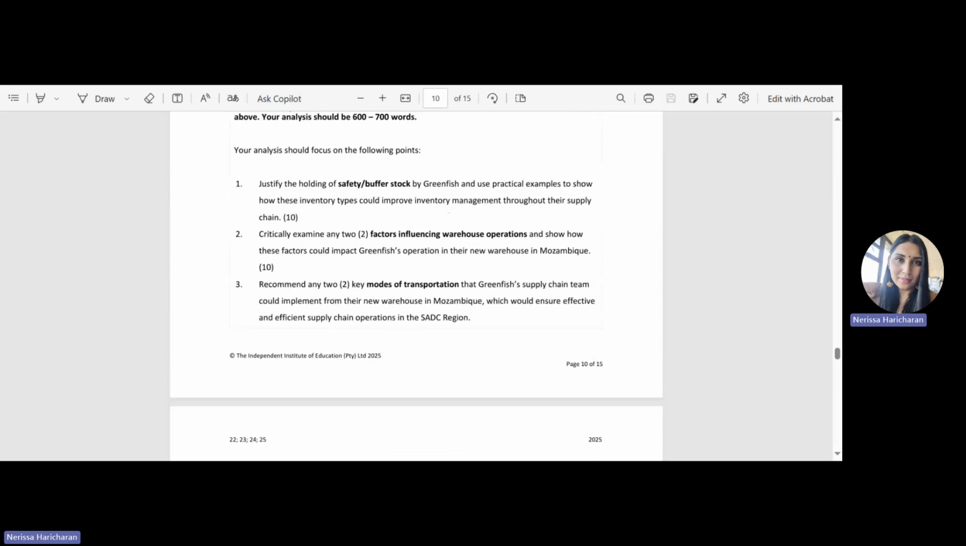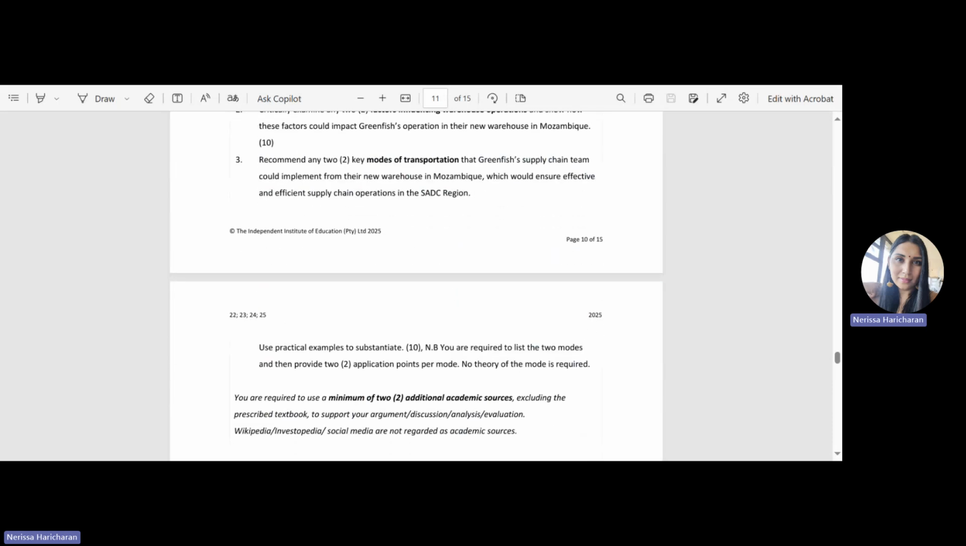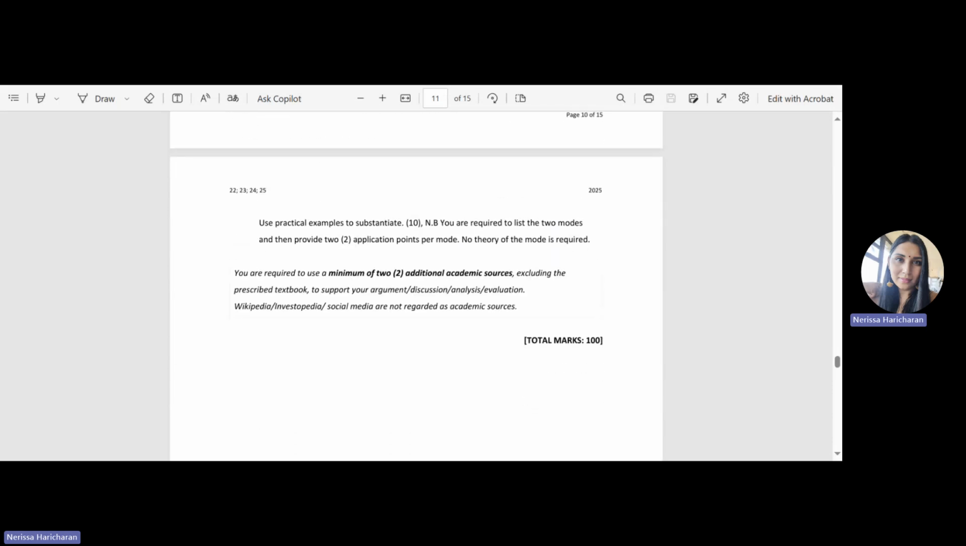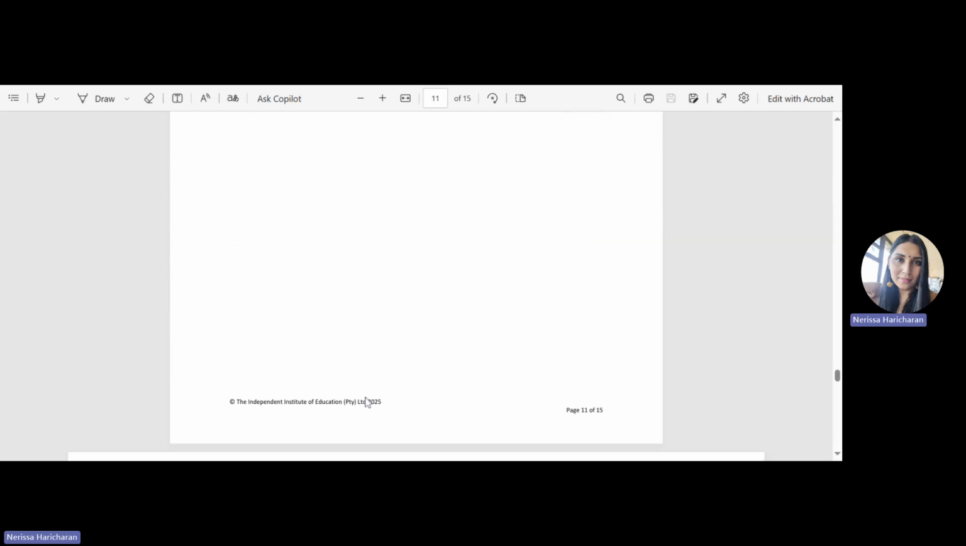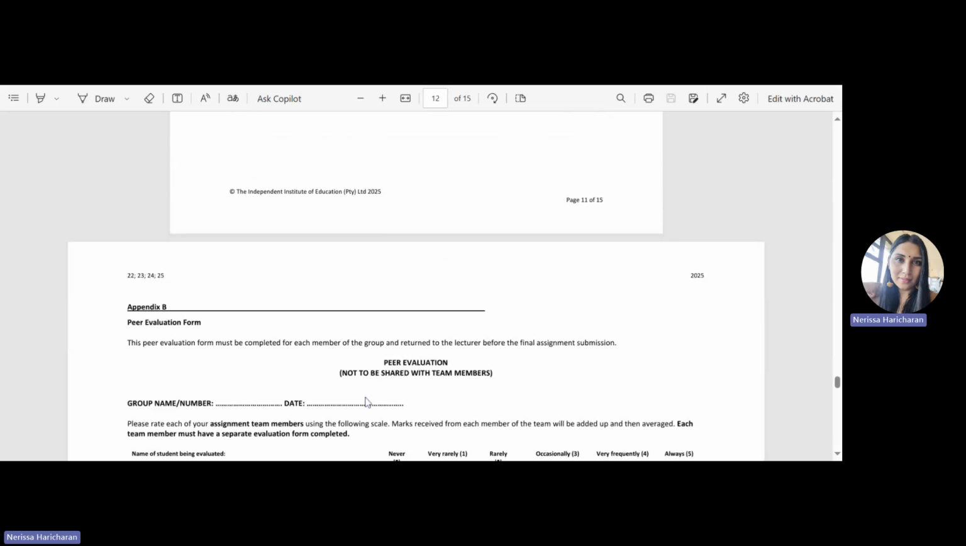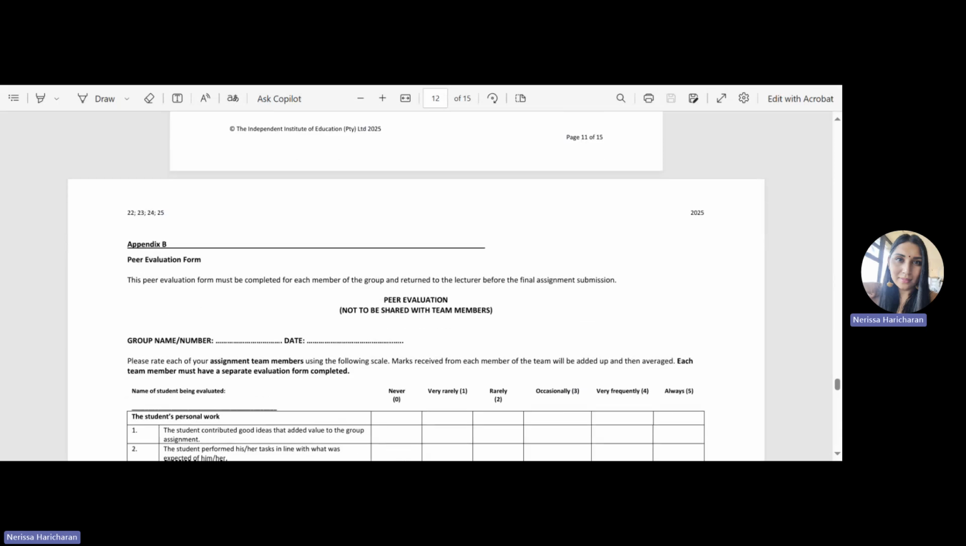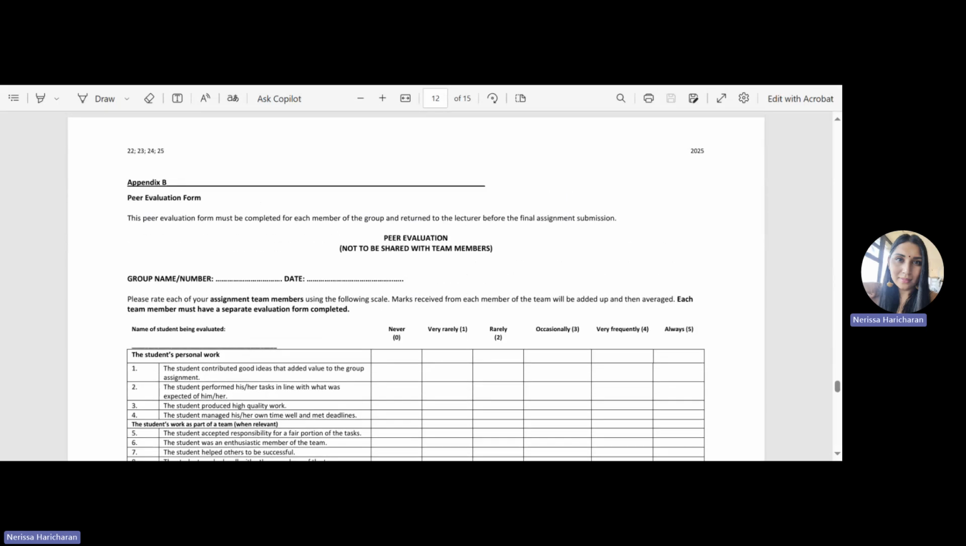Speaking about safety and buffer stock, factors influencing warehouse operations, and then modes of transport, which we're going to go through in next week's session, which will then conclude our Learning Unit 4 in totality. Also, 2 academic sources outside of this. So you should have at least a minimum of, I would say, 10, 12 different references in your assignment.